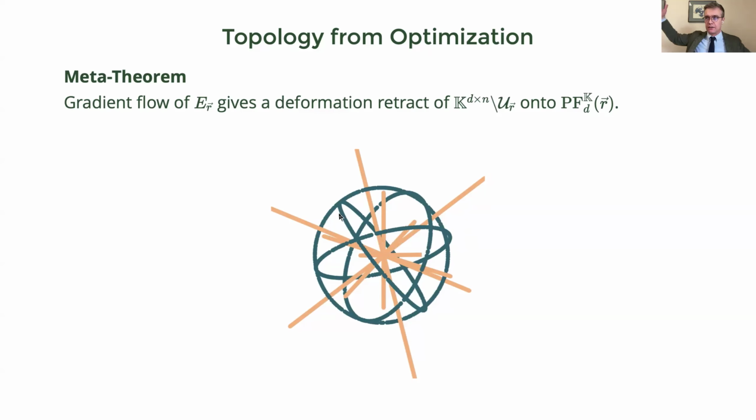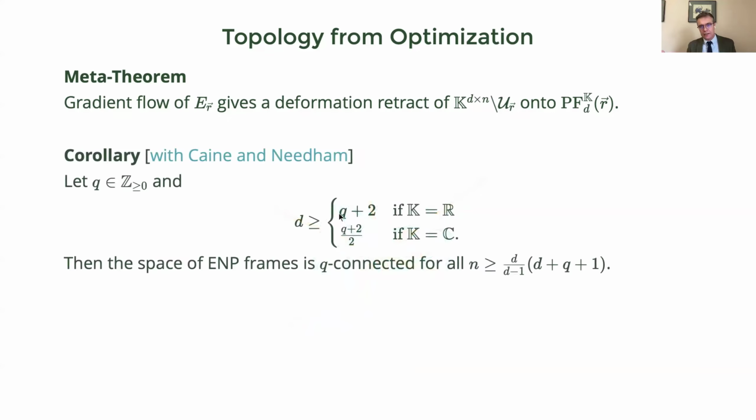And so in general, you take some simple space and remove some stuff, but the stuff you're removing has high codimension. It has low dimension relative to the ambient space. And so you can't really disconnect things with things of high codimension. So a corollary of this meta theorem: if you want to show that the space of equal norm Parseval frames is Q connected for some Q, what you need is that D should be at least Q+2 if you're over the reals, or (Q+2)/2 if you're over the complexes. And then N needs to be sufficiently big.